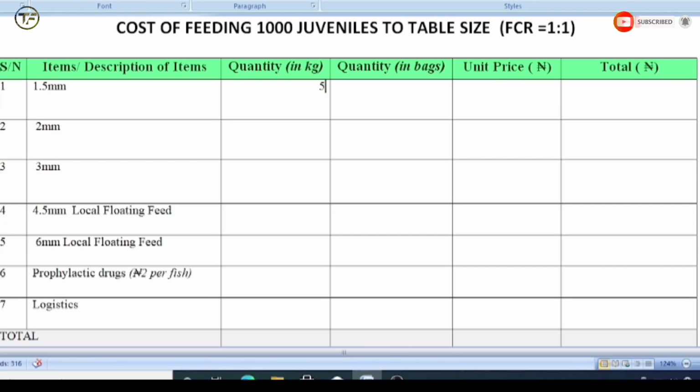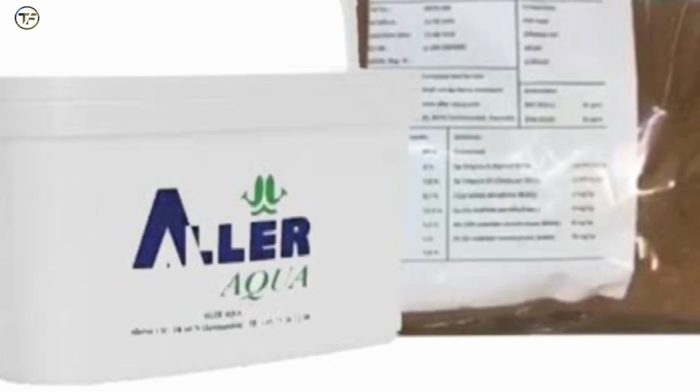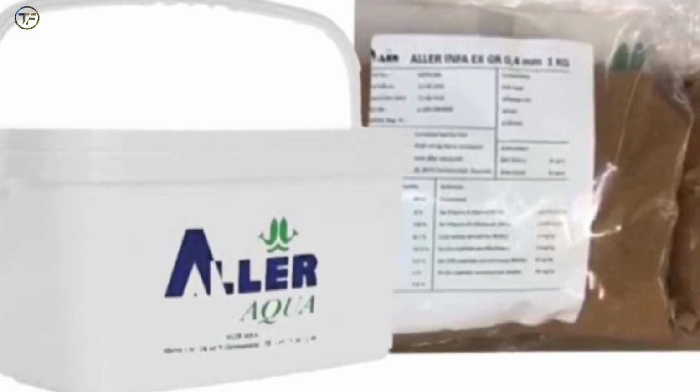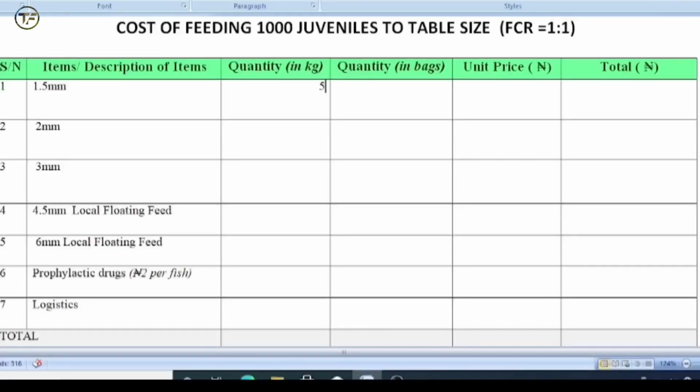Now mind you, we have so many amazing brands of feed, and for the cost here, I'm going to be using Alaqua. I don't know how many of us know Alaqua, so I'm going to be using their prices for this calculation. There might be differences in the prices, but only slight differences. So for 1.5 mm we are going to need 5 kg of feed.